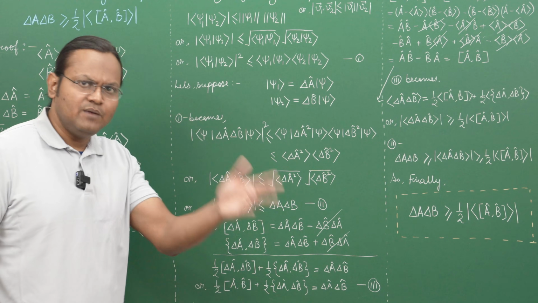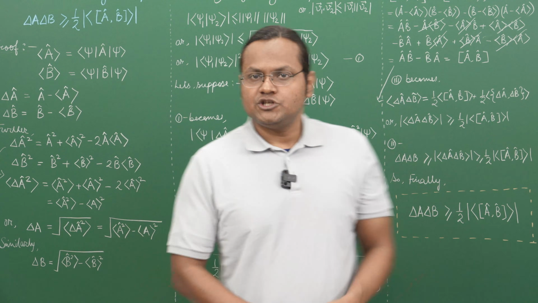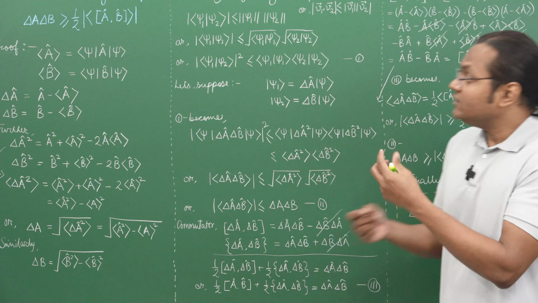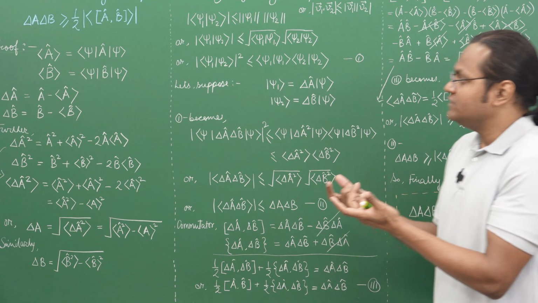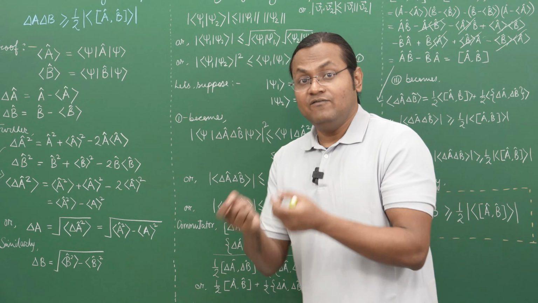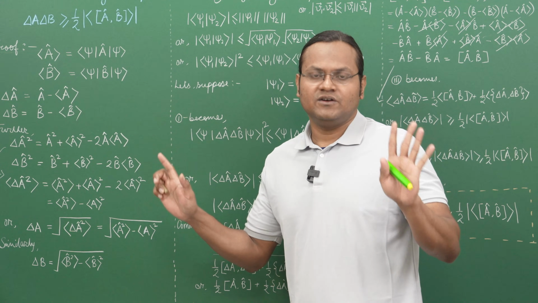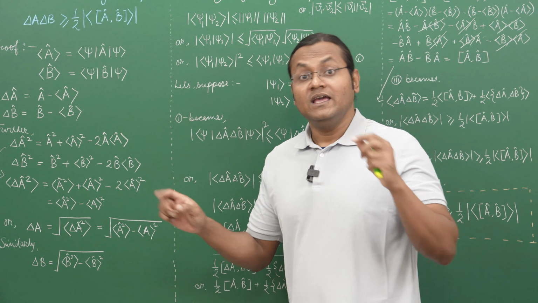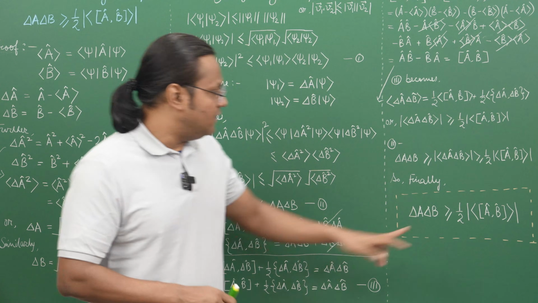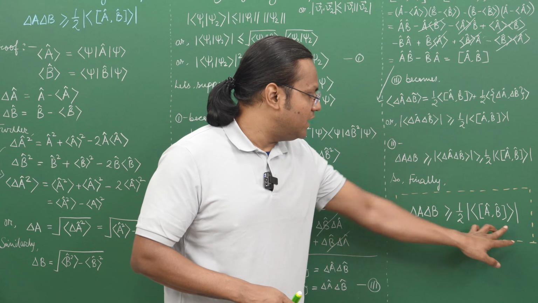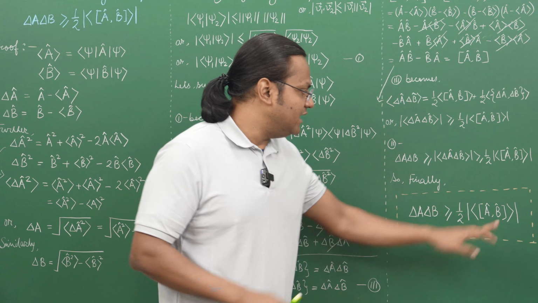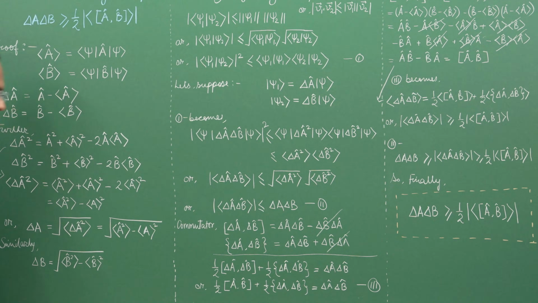That means somehow the uncertainty relationship has to do with whether the operators associated with two physical quantities commute or not. If they commute, there is no uncertainty relationship between the physical quantities. If they do not commute, then there is going to be some positive value, and the product of the uncertainties will be greater than that positive value.